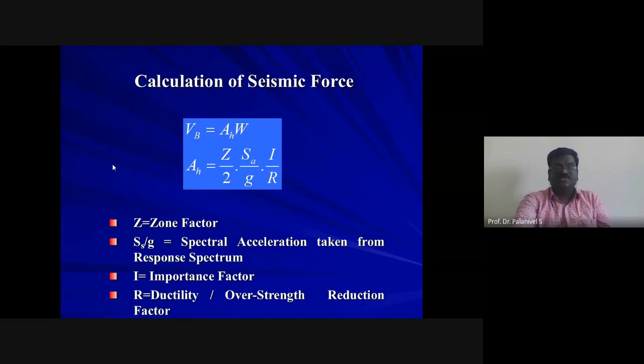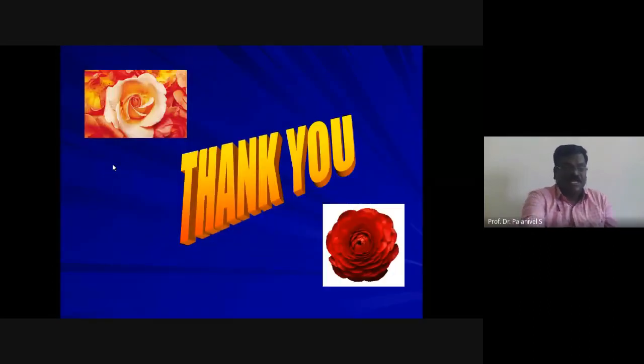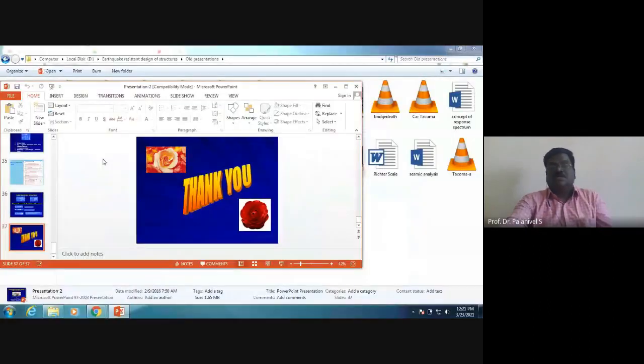Calculation of seismic forces, we will see while working out a problem. Next class I will work out a problem, showing how to compute design lateral loads by the equivalent static force procedure. That time I will teach you this. Today, to explain what a response spectrum is, I brought this PPT.